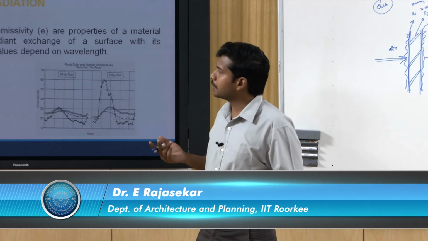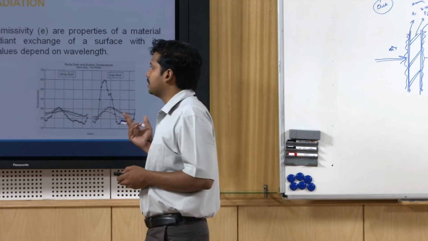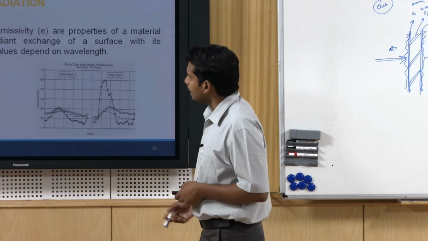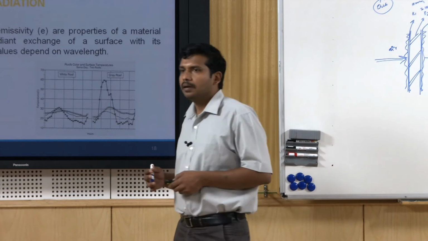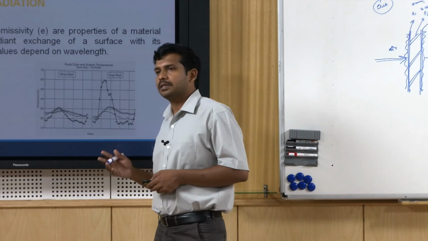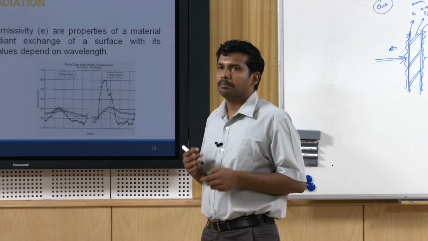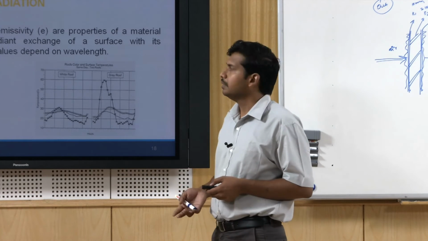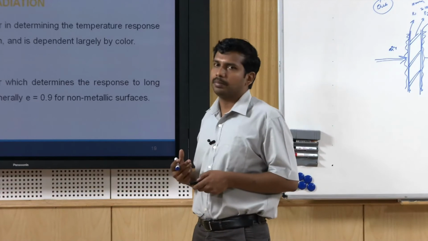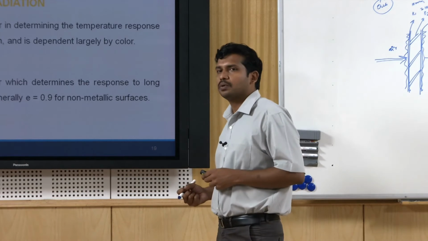These are the two properties which determine the radiant exchange of a surface with its environment. It depends on the wavelength of the radiation as well. Say a white roof versus a grey roof, a painted surface versus an unpainted surface, a black painted surface versus a white painted surface, a matte finished surface versus a reflective surface. Absorptivity is the main factor which determines the temperature response to short wave radiation, and it depends largely on the color. This is where we talk about a white painted surface versus a dark painted surface. We say it absorbs a lot of solar radiation.